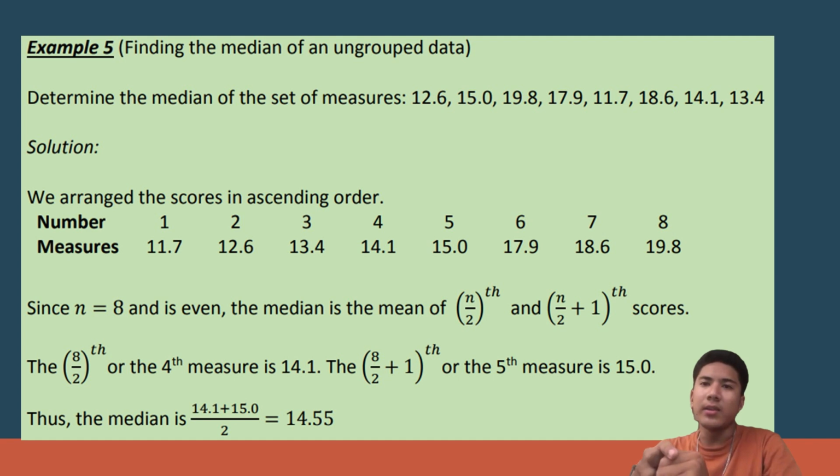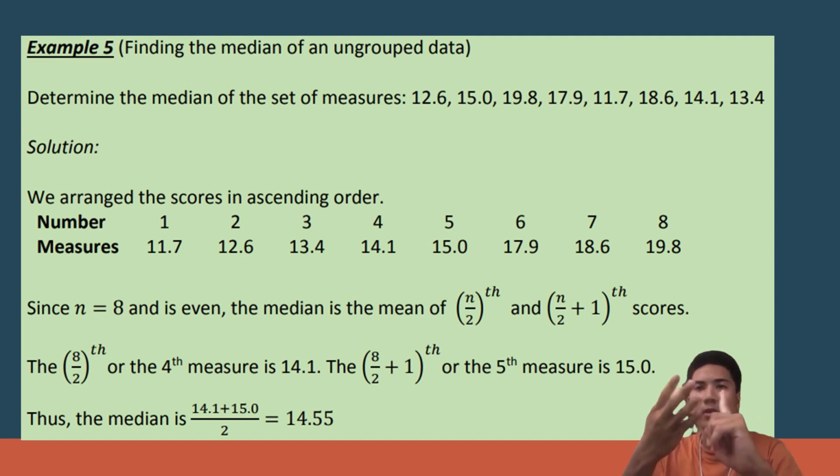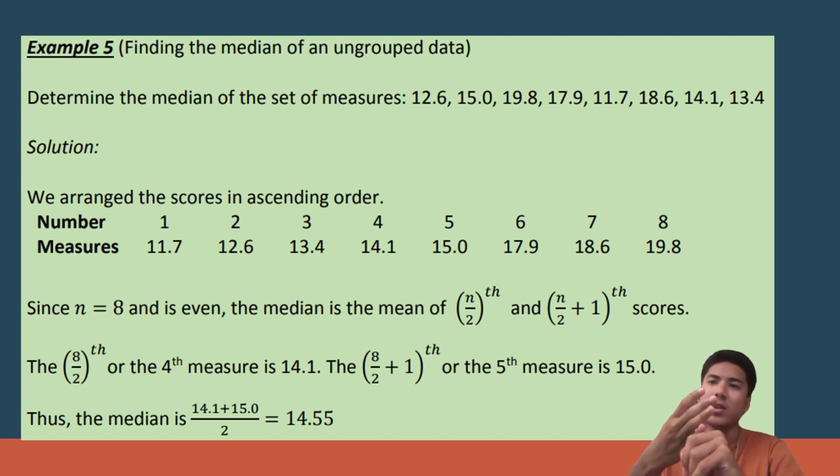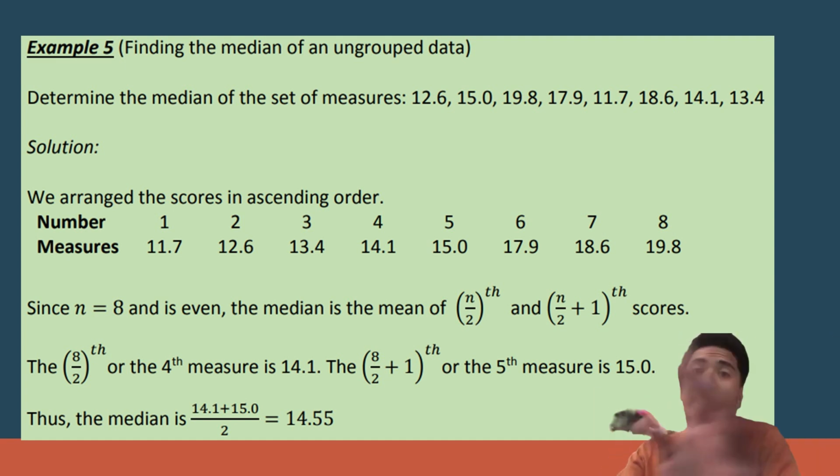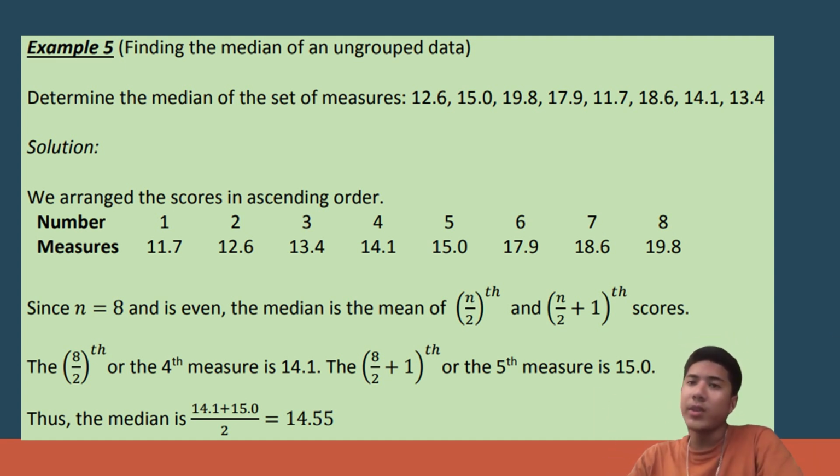And let's try. So 11.7, 12.6, 13.4, 14.1, let's not stop there. So 15.0 is between 14.1 and 15.0. So the median is 14.55.